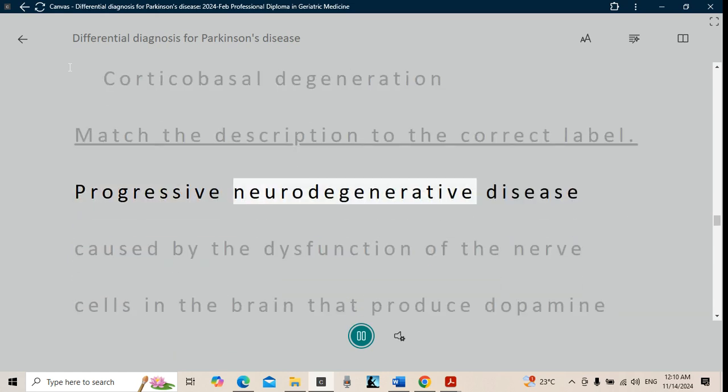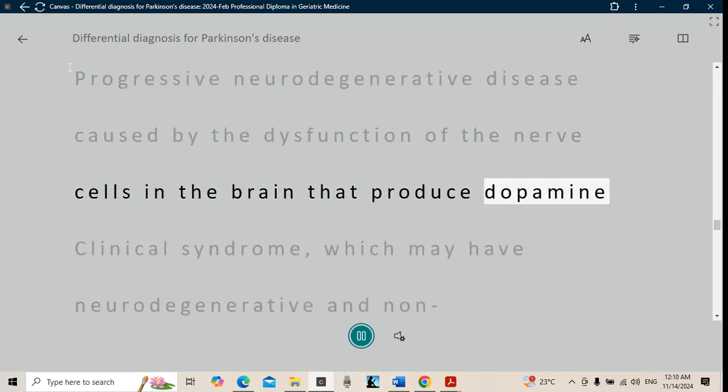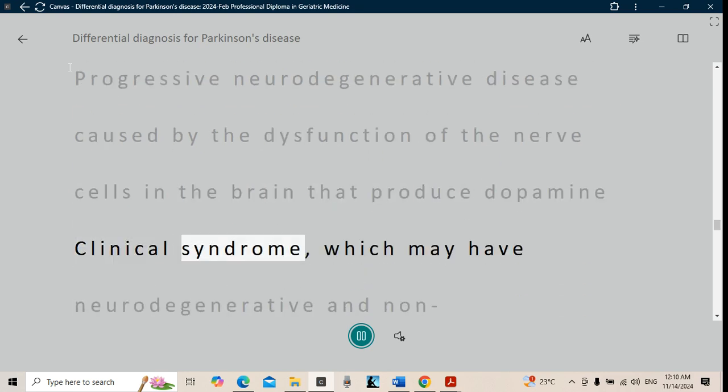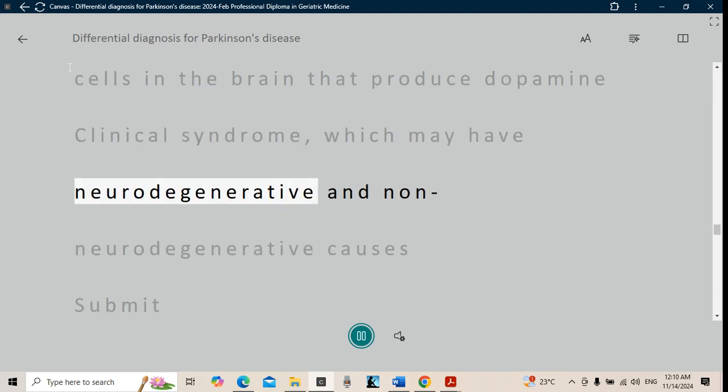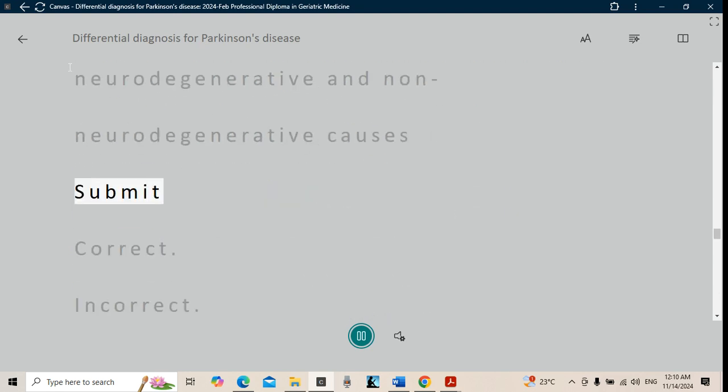Match the description to the correct label. Progressive neurodegenerative disease caused by the dysfunction of the nerve cells in the brain that produce dopamine. Clinical syndrome, which may have neurodegenerative and non-neurodegenerative causes. Submit. Correct. Incorrect.